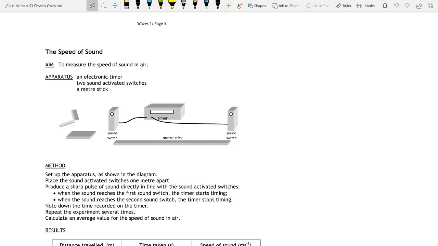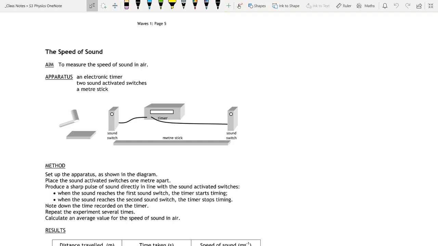Okay, so in the previous lesson, we talked about how to define parts of a wave, so things like wavelength, amplitude, crest, trough, and we also just looked at what longitudinal and transverse waves are. Remember, the only longitudinal wave you need to know is sound wave. So what I have on my front desk is an experiment to measure the speed of sound.